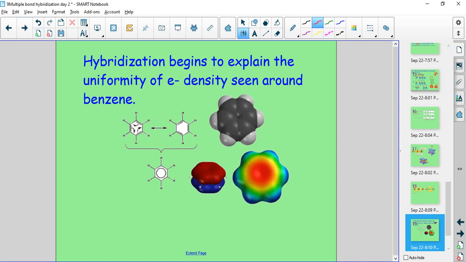Now, bringing this full circle, benzene, what we see then is a more uniform electron density, like we referred to back in day 1 hybridization. Instead of seeing alternating higher densities in benzene, this begins to explain a more uniform area around that ring. Now, these electrons can be delocalized, and there's more of a resonance structure happening here, but we don't get into those details just yet.